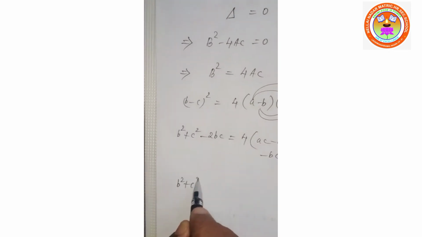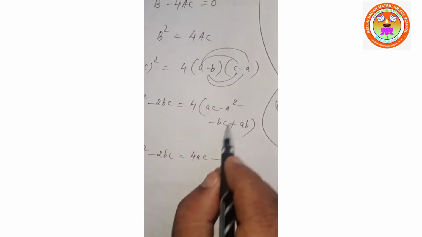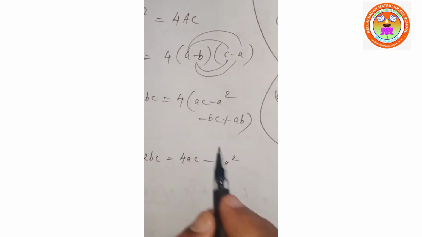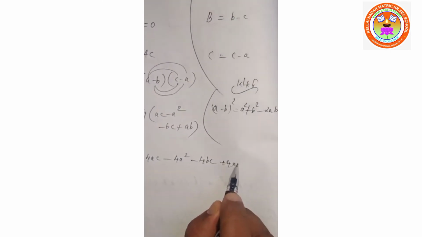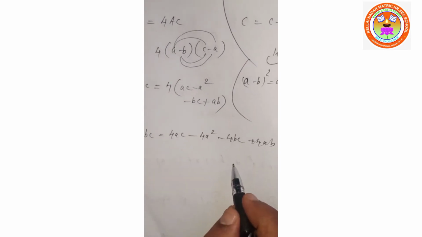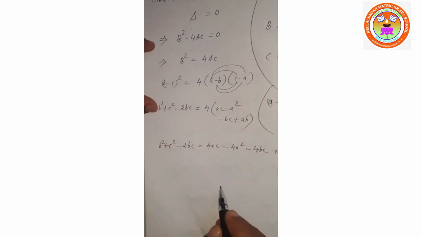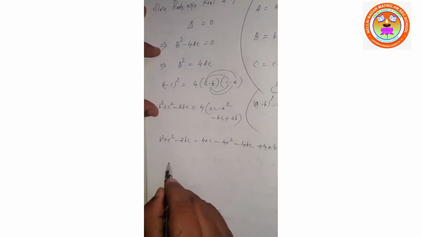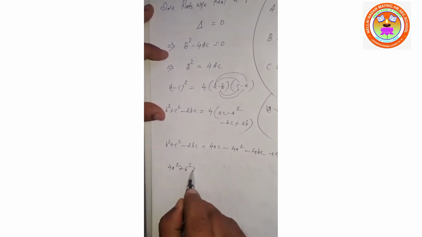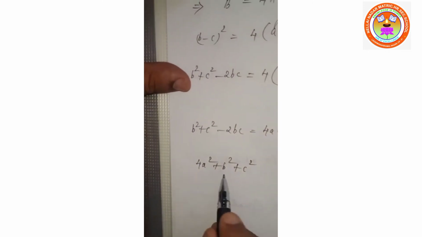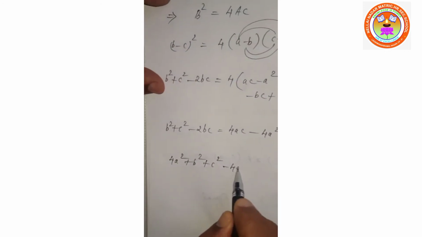So b squared plus c squared minus 2bc is equal to 4ac, 4 into minus a squared, minus 4a squared, 4 into minus bc, minus 4bc, 4 into ab is 4ab. Now I am taking all the terms on the right hand side to the left hand side. First a squared, minus 4a squared comes left hand side plus 4a squared. Then b squared in the left hand side only as it is. Then c squared as it is. Then the combination of a and b, 4ab comes left hand side minus 4ab.